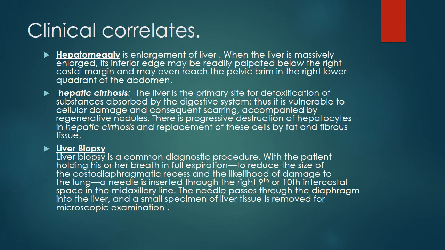The enlargement of the liver is called hepatomegaly. When the liver is massively enlarged, its inferior edge may be readily palpated below the right costal margin and may even reach the pelvic brim in the right lower quadrant of the abdomen.